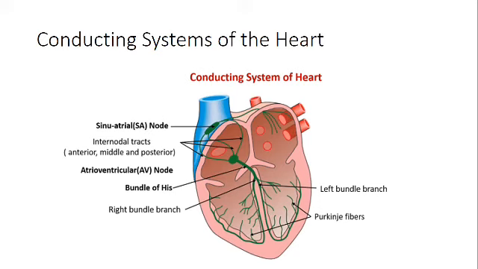Let's go to the next one, which is the AV bundle or the bundle of His. If you look at it here, it is a bundle very close to the ventricular septum. It's a structure that connects with the distal AV node and crosses the fibrous ring that separates the atria and the ventricles, then reaches the upper end of the ventricular septum. And this divides into right and left bundle branches, like you have seen labeled here. That part there, we call the bundle of His. Now, these right and left bundle branches continue to break up into smaller fibers that we call the Purkinje fibers.